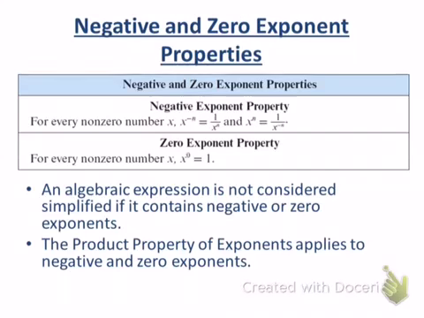All right. So here's the rule that we've just established. For every non-zero number x, x to the negative n equals 1 over x to the positive n. And it works both ways. If you have x to the negative n in the denominator of a fraction, it can flip up and become x to the positive n.